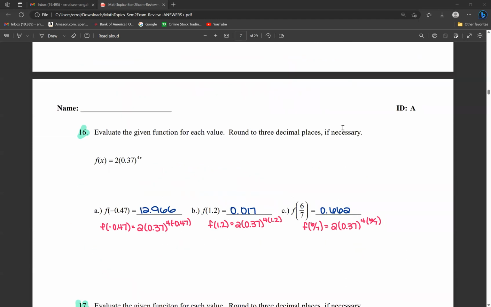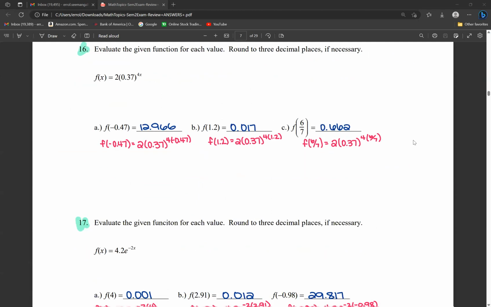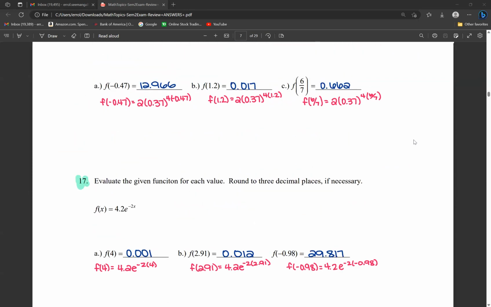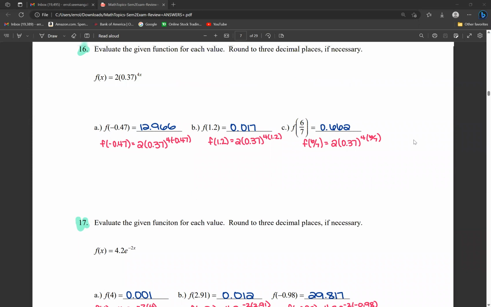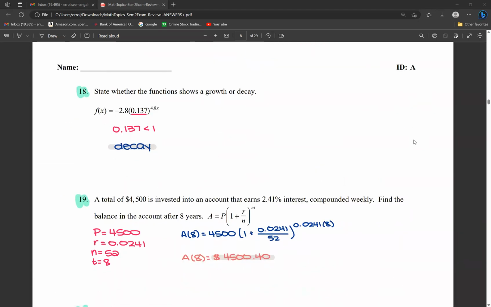16, just more substitution. 16 and 17, just straight substitution, and use your calculator. You want us to go over it or are you good? No, I'm good. All right, 16 and 17, just plug it in and use your calculator. State whether the function shows growth or decay.